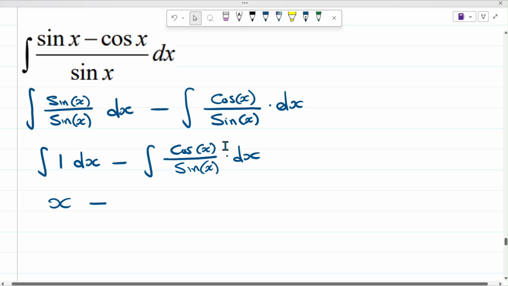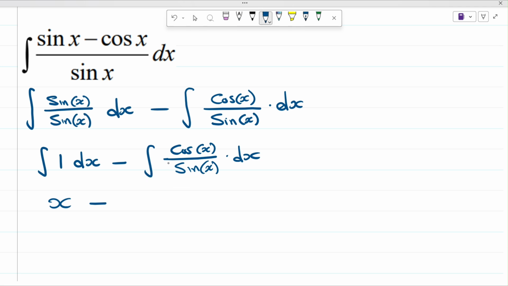If we let sine x be our f of x, then this is going to be our f prime of x, right? So from here we can conclude that since our n here is equivalent to 1 and it's in the denominator, we must use the general log rule, because we have our f of x and f prime of x. So this is just going to be ln of sine x, and then plus c. Ta-da! We have our answer.